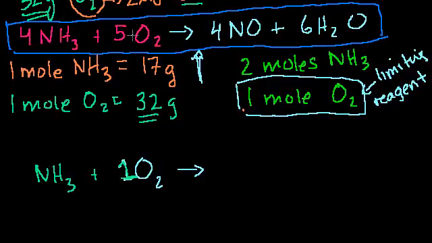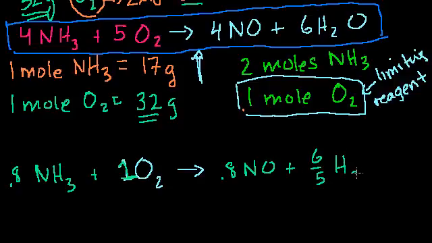Well, the ratio is 4 to 5, so I'm going to have 0.8 ammonias, right? 4 is to 5 as 0.8 is to 1. Essentially, if I take this whole equation up here and divide it by 5, I'll get what's actually going to happen. So this divided by 5 is 0.8 nitric oxide, or nitrogen monoxide, plus 6/5 moles of H2O.